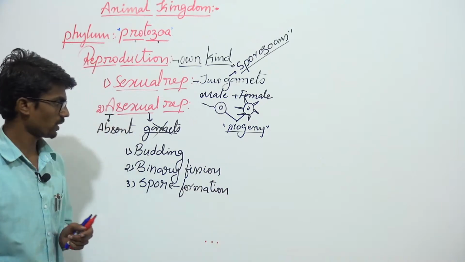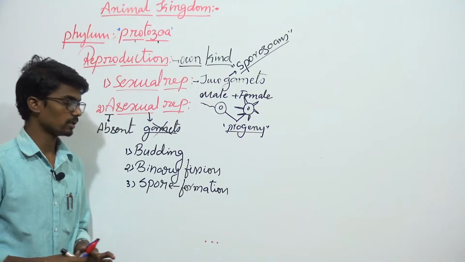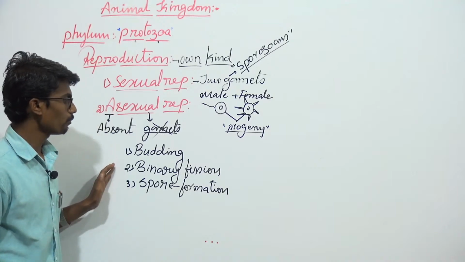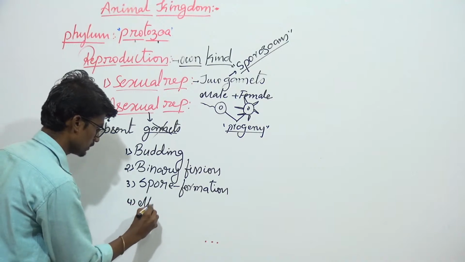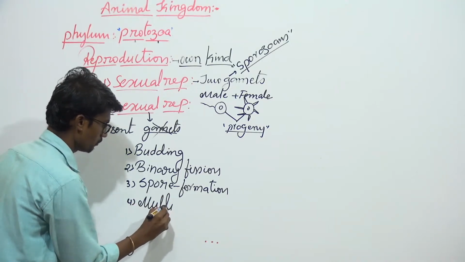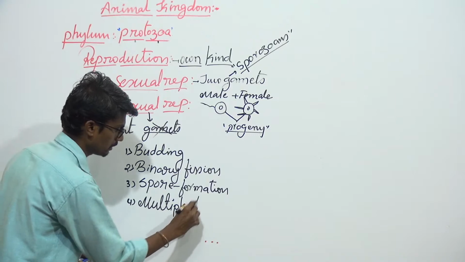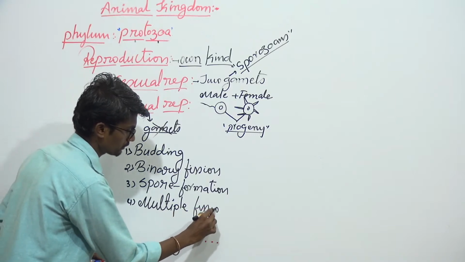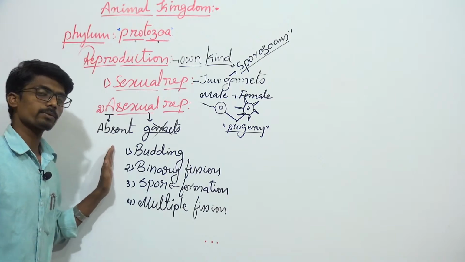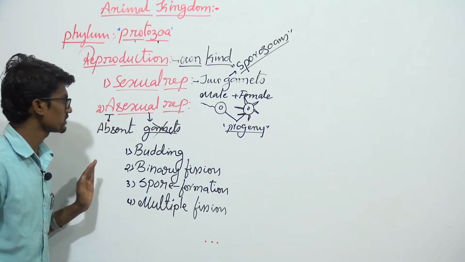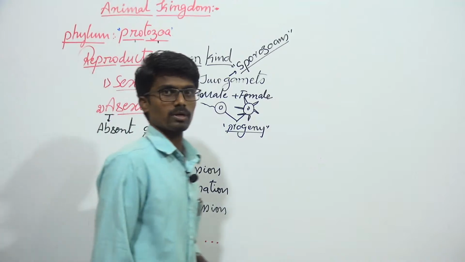By the process of what? Spore formation. These are the three modes, and another mode is there, that is multiple fission. And these are four types of reproduction we have seen in protozoans.